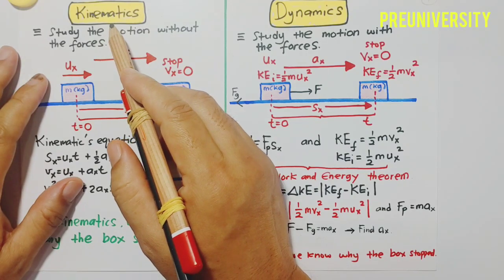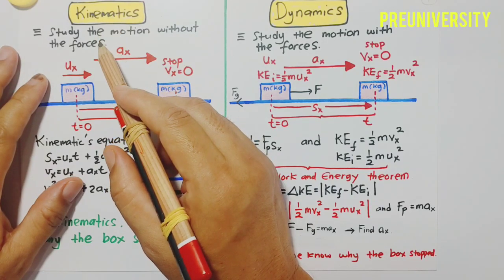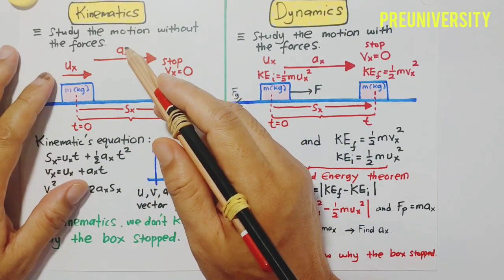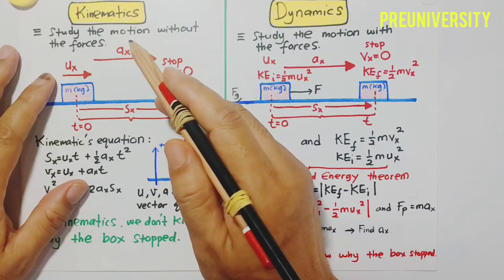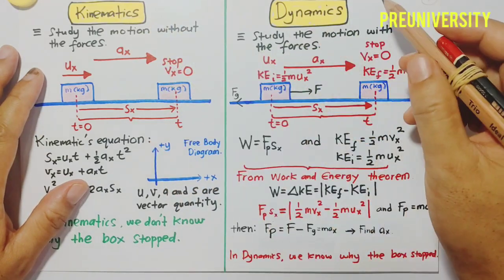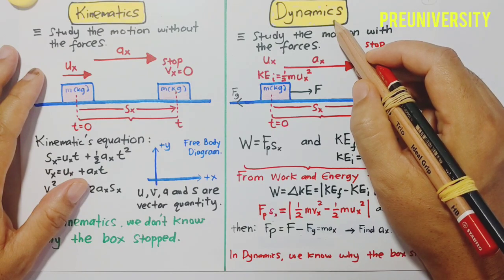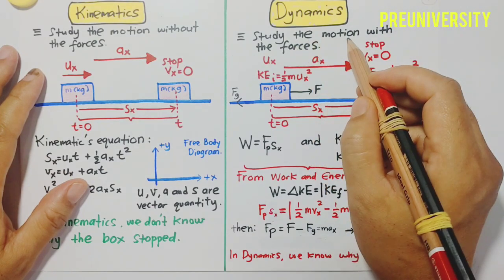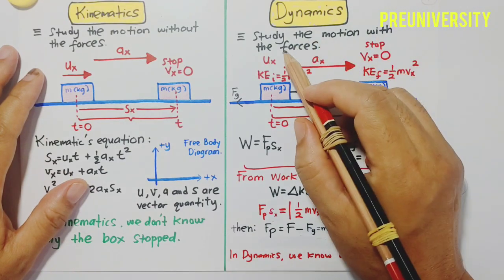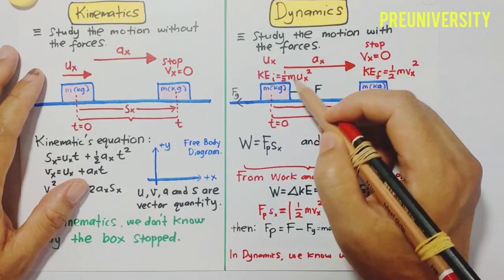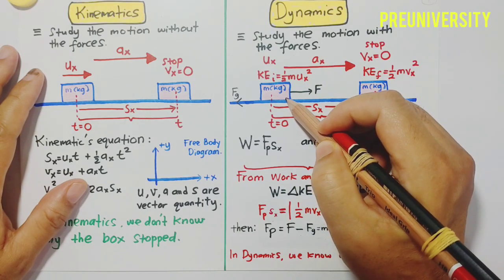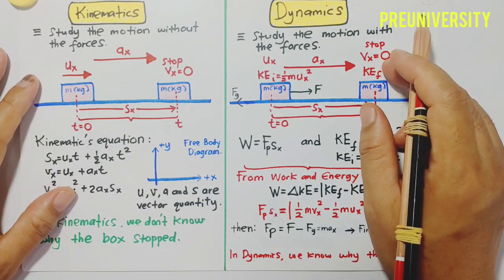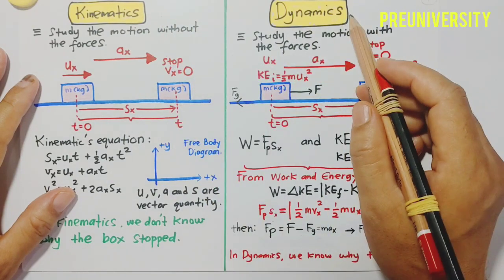So in this case, when we study kinematics, all the forces that act on the object are negligible. We don't care about the forces if we study kinematics. But when we study dynamics, we need to understand the motion, so we have to take care of the forces that act on the object. Okay, so that is a comparison between kinematics and dynamics.